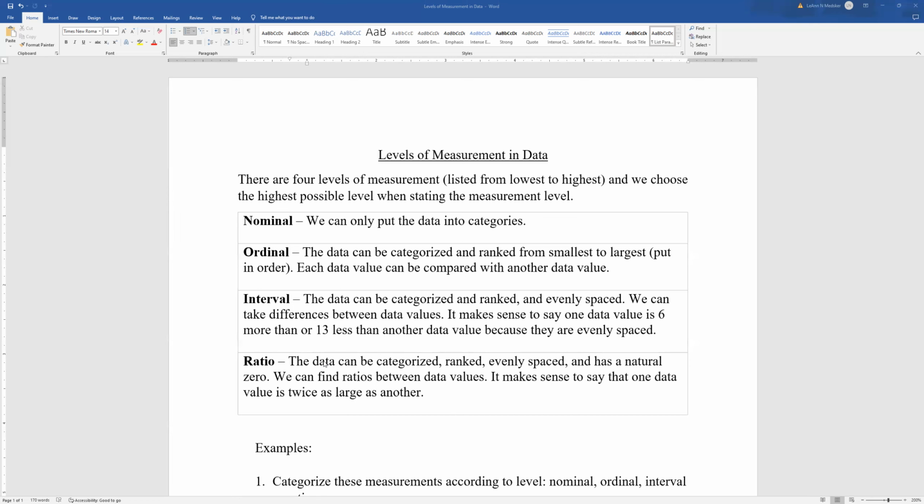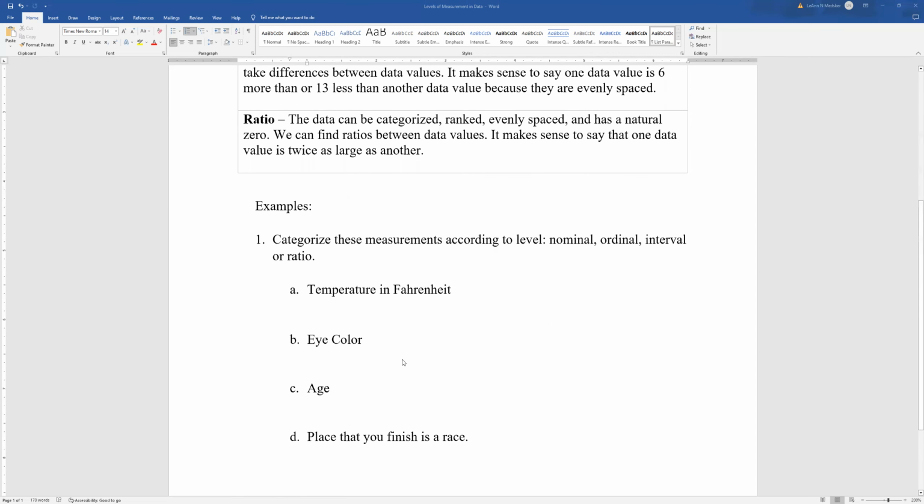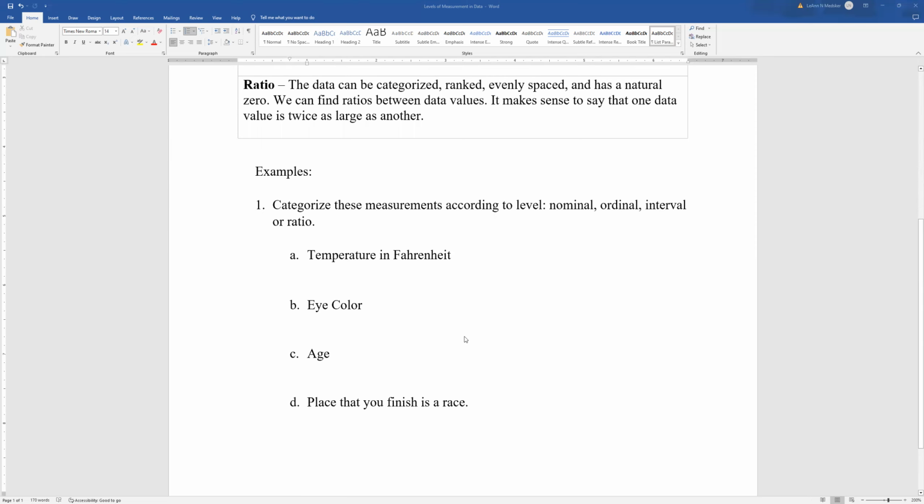Ratio, the data can be categorized, ranked, evenly spaced, and has a natural or absolute zero. We can find ratios between data values. It makes sense to say that one data value is twice as large as another. So if we look at this example, categorize these measurements according to the level: nominal, ordinal, interval, or ratio.